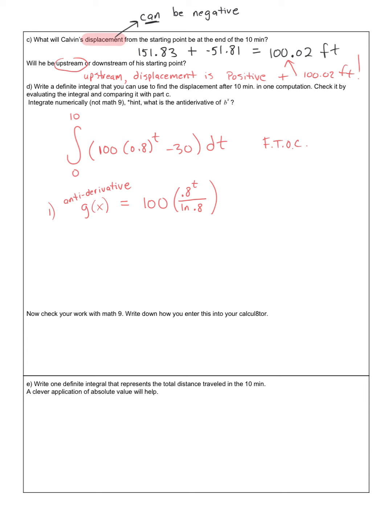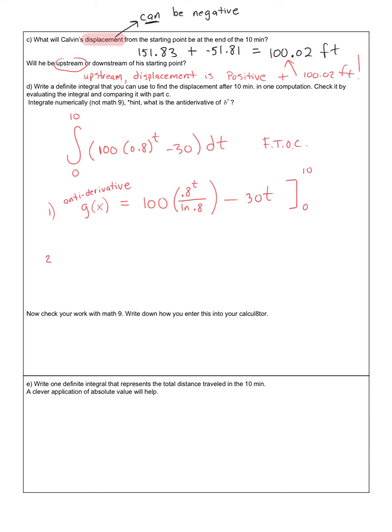So again, 100 comes down. That's a coefficient. The antiderivative of 0.8 to the t using our flashcards is 0.8 to the t divided by ln 0.8. Now we keep going. The minus comes down. And the antiderivative of 30 is 30t. Again, you need your antiderivative power rule for that. And then we use brackets to remember our limits.